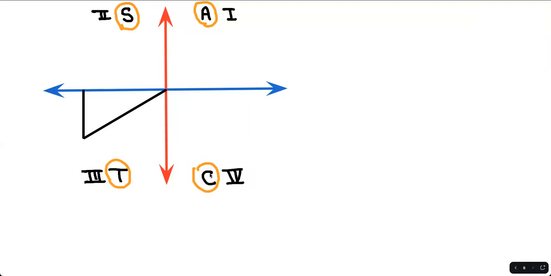Most students know the CAST rule, or "All Students Take Calculus", where all the trig ratios are positive in the first quadrant, but only the sine is positive in the second quadrant, and only the tangent is positive in the third quadrant, and only the cosine is positive in the fourth quadrant. So, as the title says in my video, I'm going to show you why the tan is positive in the third quadrant. It's good to know. When you memorize something, it's good to know why.